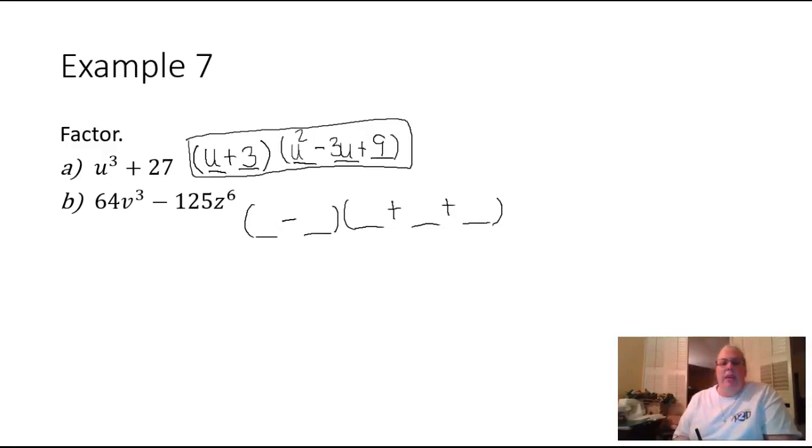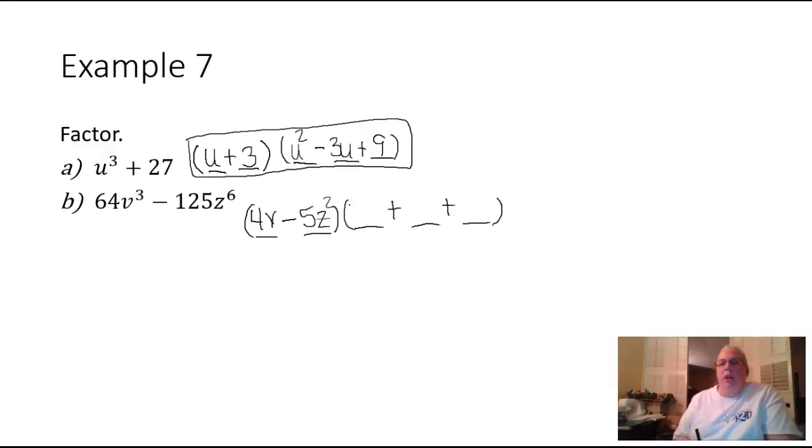Same thing though. We're going to look for the cube root of 64. What times itself again will give me 64? That's going to be 4. And then for v to the third, what times itself again will give me v to the third? That's just v. In the back, we're looking at 125. So what times itself and times itself again will give you 125? That's 5. And then what do we multiply by itself 3 times to get z to the 6? That's going to be z to the second.